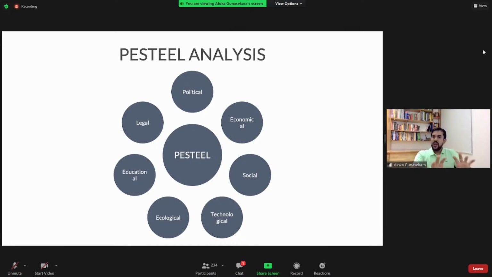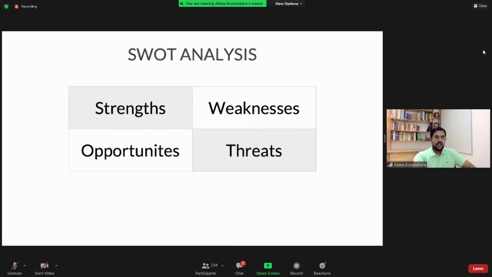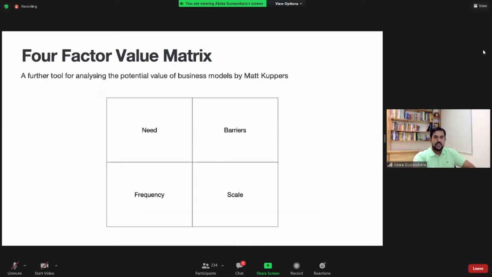Now, when you have this sort of framework, so you do a SWOT analysis for the best deal, the easier it is for you to understand how to get things done properly. Now, moving on. There's also something that you can use called the 4-factor value matrix.